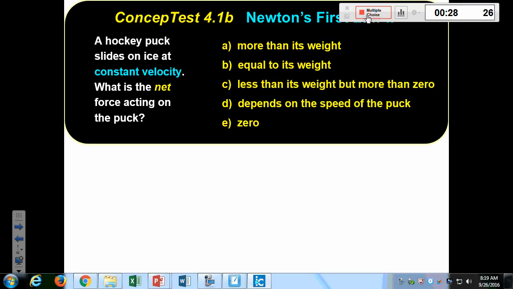Remember, go back to Newton's first law, folks, that if I have something moving at constant velocity, or even Newton's second law, what does that tell me about the acceleration if it's moving at constant velocity? And then take that, what it tells you about the acceleration, and ask, what does that tell me about the force?